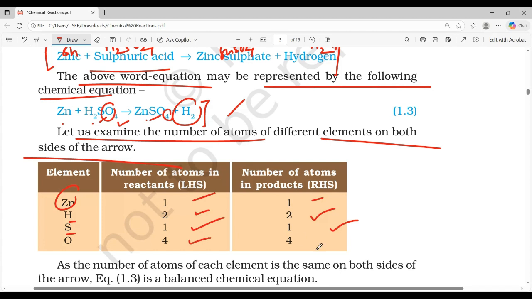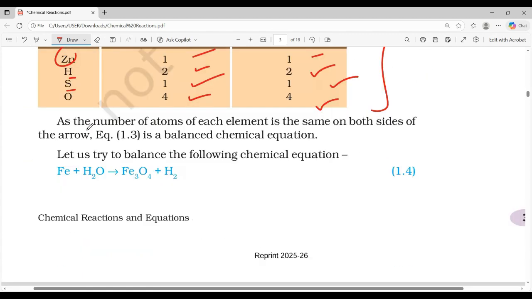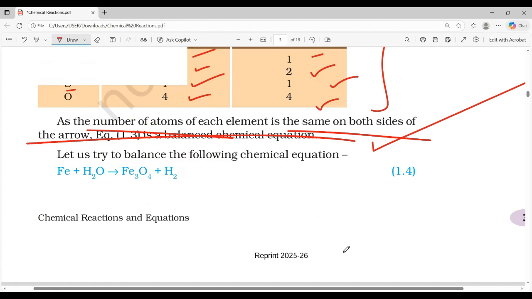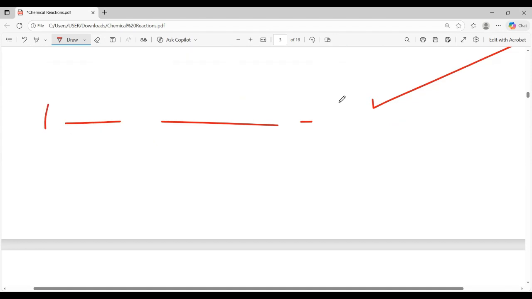So as you can see, the atoms of all the elements on the left hand side are equal to that of the right hand side. So this is a balanced chemical equation. As the number of atoms of each element is the same on both sides of the arrow, this is a balanced chemical equation. Let us try to balance the following chemical equation.